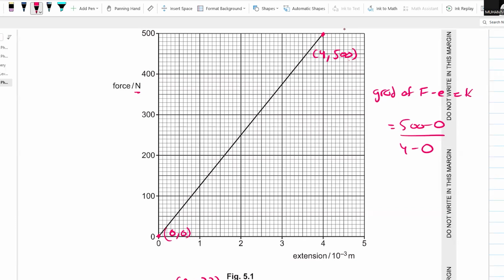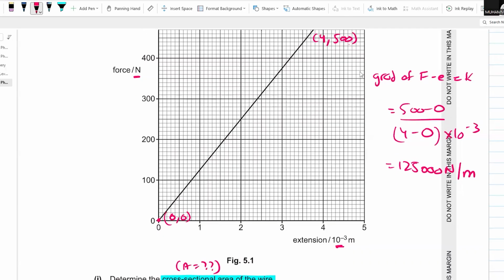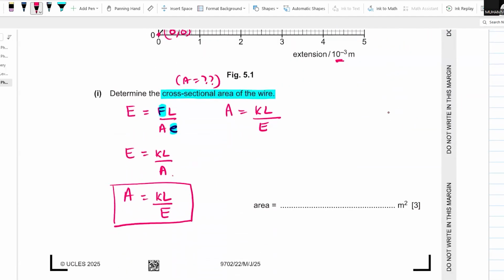Are there any units on the y-axis? Or are any prefixes attached on the y-axis? No. Are there any prefixes attached on the x-axis? Yes, 10 raised to the power of minus 3. Let's calculate 500 divided by 4 times 10 raised to the power of minus 3. This comes out to be 125,000 Newton per meter. This is your value of K. So you have the value of K, 125,000.